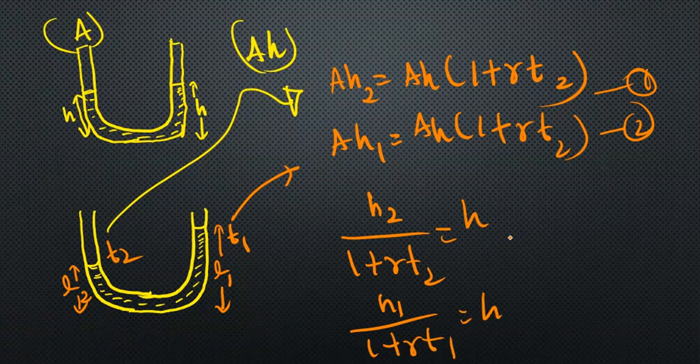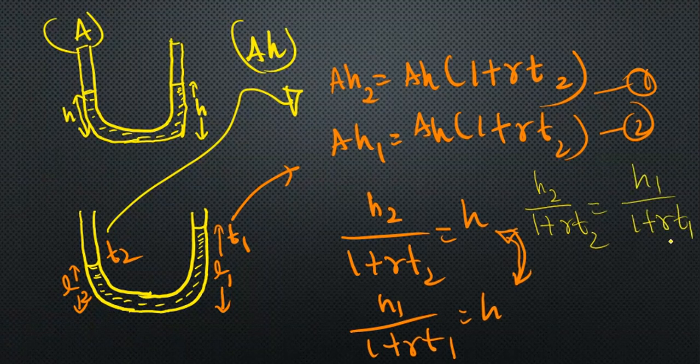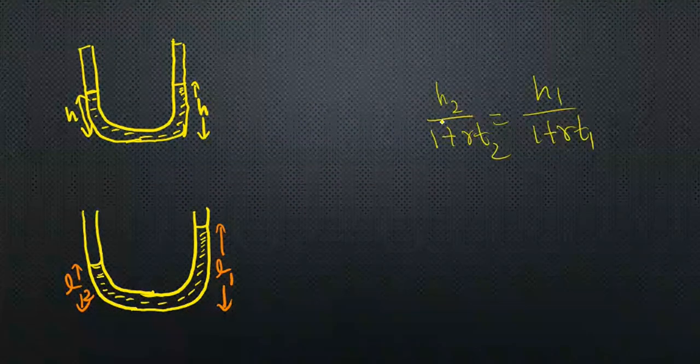So I can equate these two, then I can find a connection between these. So let's write it down first. So here I can write H2 over 1 plus gamma T2 equals H1 over 1 plus gamma T1, right? Right, now we have the equation.